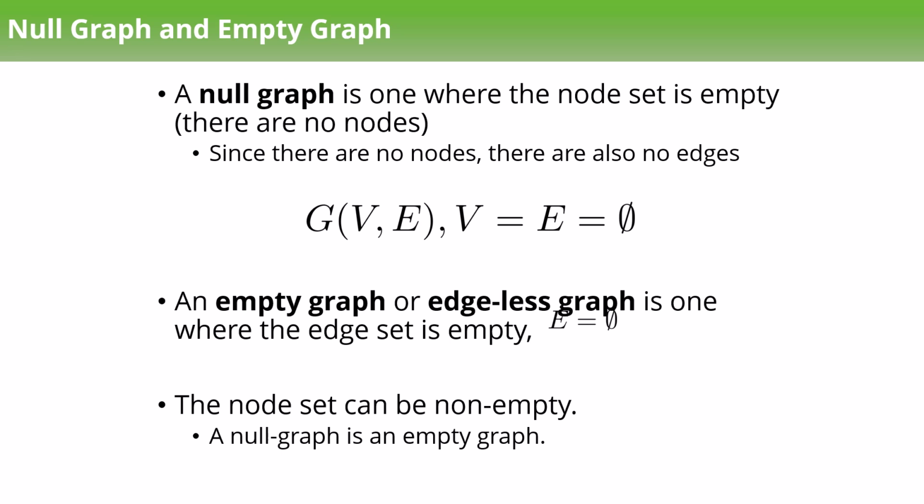And the next one is the empty graph. An empty graph contains vertices but no edges. Example, suppose 5 students have joined a new class on the first day. None of them know each other. We have 5 nodes but no friendships. That is an empty graph. Remember that a null graph has no nodes and no edges, and an empty graph has nodes but no edges.